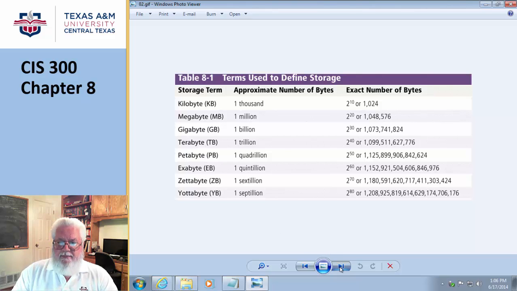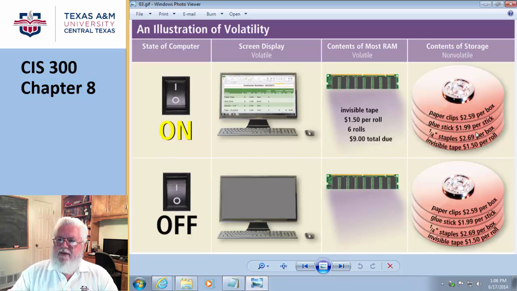Okay, we mentioned volatility. This is actually a halfway decent little diagram. So when the machine's turned on, all the stuff in memory and all the stuff on my screen is there, right? And stuff on my hard drive is there. But when I turn the machine off, my screen goes blank, all my memory gets completely wiped out, but the stuff on my disk is still there. So that's a halfway decent way of looking at volatility. The hard drive keeps its stuff where memory and the screen, for example, don't. Okay, let's continue.